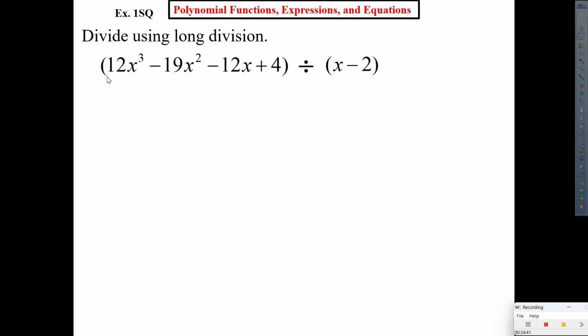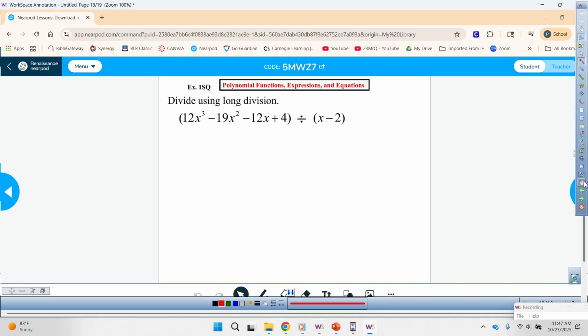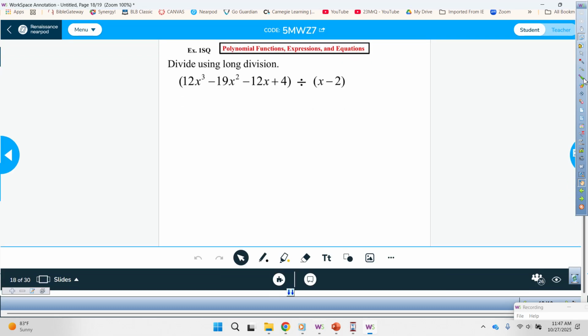Once again, example 1, super Q, 12x cubed minus 19x squared minus 12x plus 4 divided by x minus 2. Copy that. I'll give you a head start and go. All right, not bad, not bad. Process. Is it in standard form? Third degree, second degree, first degree, 0 degree, yes.